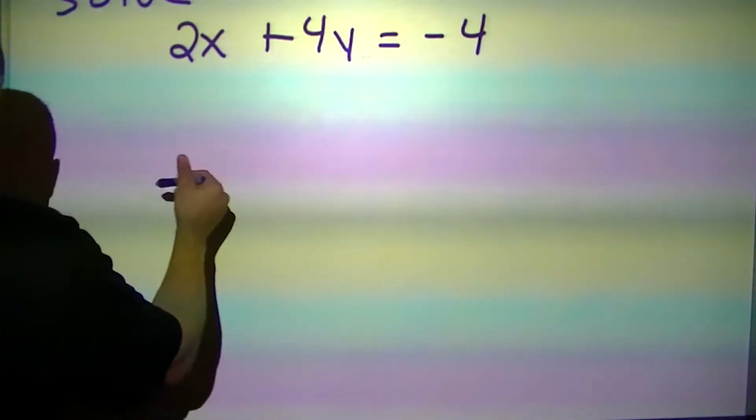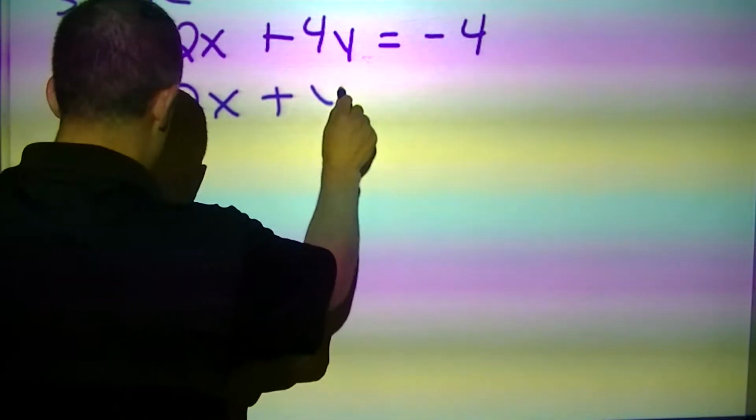Next type of problem that I like to go over is something that looks like this. Let me find a good problem here for us to do. Let's say something like this. Solve. Let's say 2x plus 4y equals negative 4. Let's say 2x plus y equals 8.